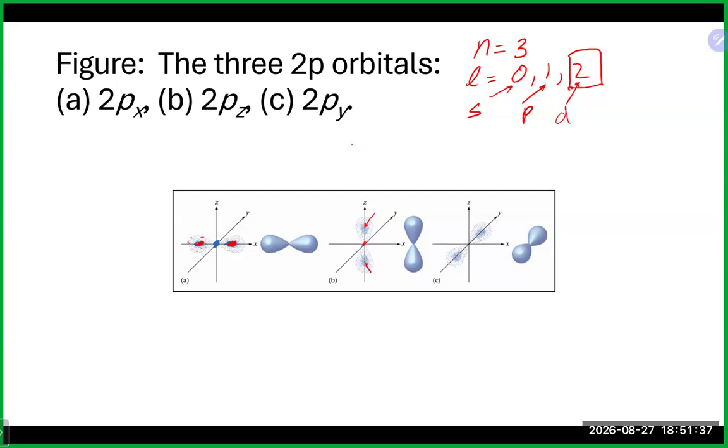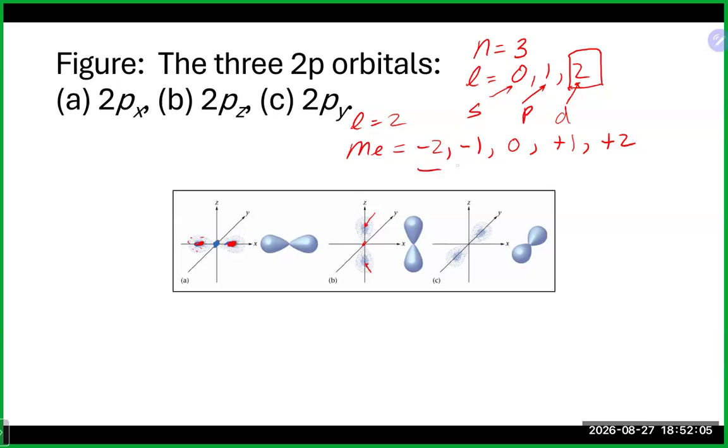And if I do my m sub L for d, my L is 2 in this case, that's going to be negative L to positive L. So negative L would be minus 2. Then they go minus 1. Then you go 0. Then you go plus 1. And then you go plus 2. How many numbers is that? That is 5. And that is why we have 5 different types of d orbitals that appear.